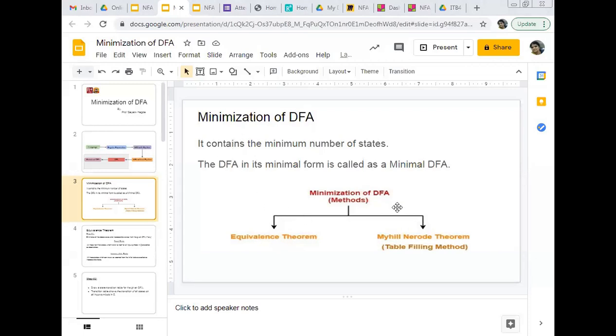There are two ways to minimize DFA. Okay. If in the question paper, they tell you to minimize DFA using the equivalence theorem, or they may tell you to minimize DFA using the Myhill-Nerode theorem or table filling method, if they tell you, you have to go for that. Otherwise, whichever you feel easy, you can go for that. Okay. But you have to give the minimized DFA in the answer.